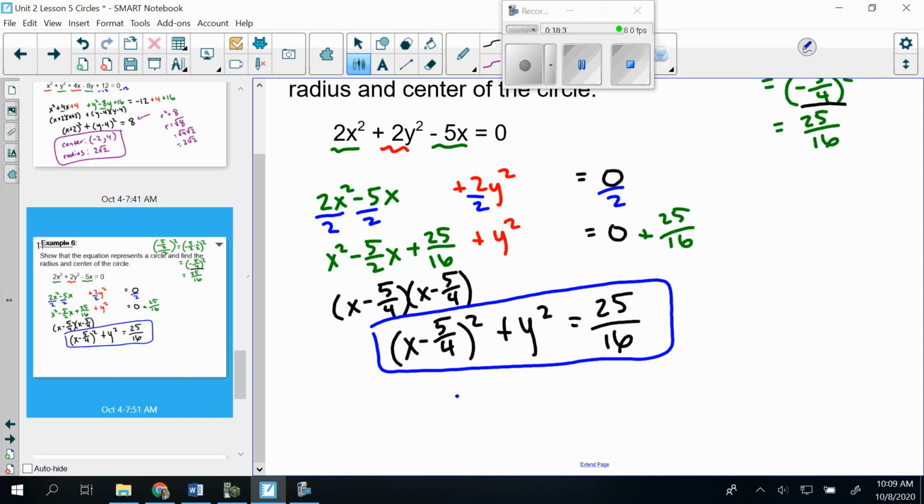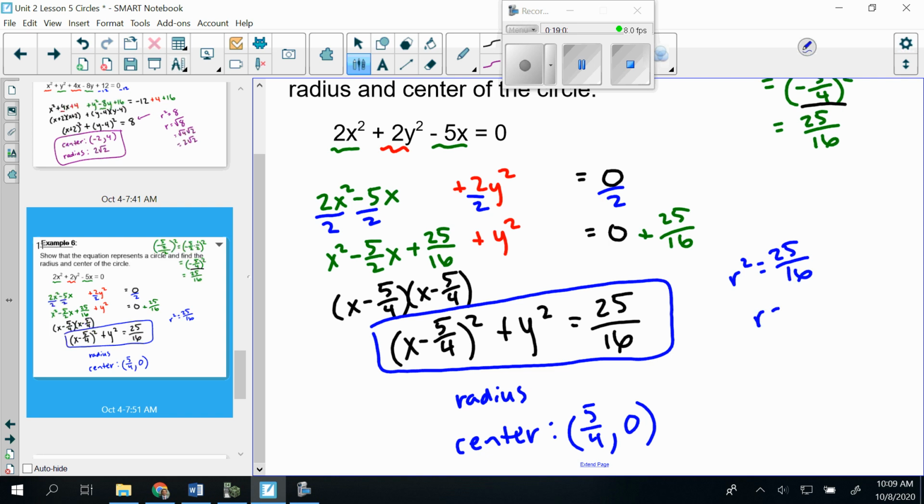Now we want to write what's the radius and what's the center. Let's start with the center. The center on this one is whatever makes these 0 here, so +5/4 for the x. And nothing's being subtracted from the y, so 0. So that's the center. The radius, okay, this is our radius squared here is 25/16. So if we take the square root of that, square root of the top is 5, square root of the bottom is 4, so our radius is 5/4. So there's our center and radius.